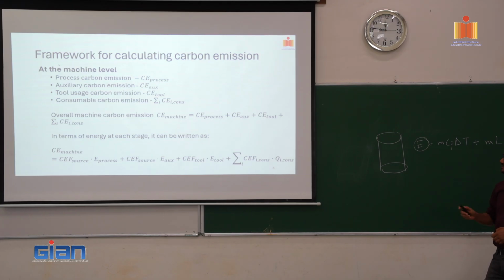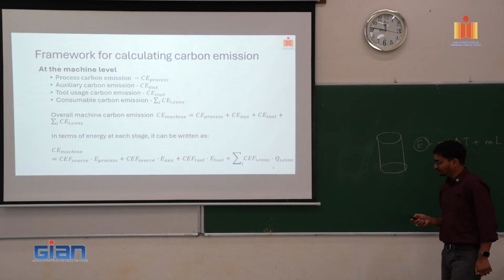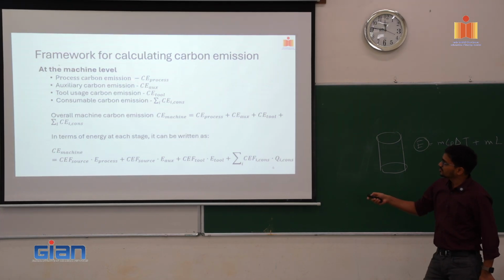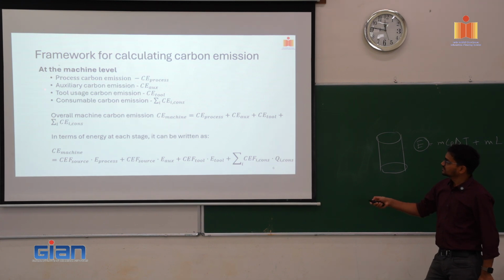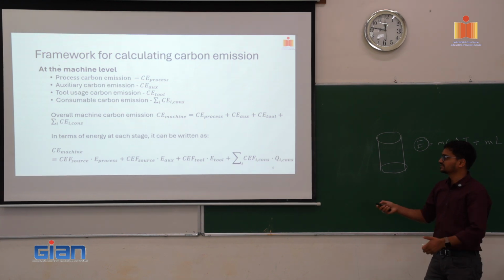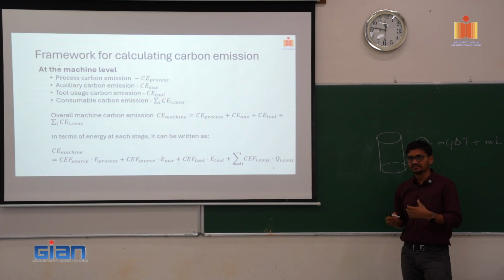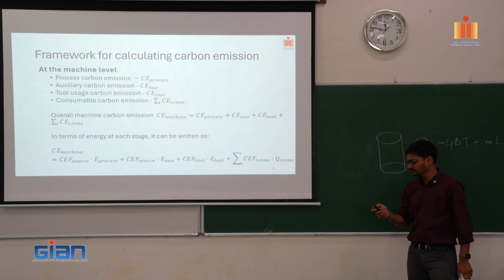Okay, so now at the machine level, the first component is always there: the process carbon emission. Okay, so that is the core of the manufacturing technique. Now you will have auxiliary carbon emission, that is coming from the auxiliary machines which are running, the ventilation, the chillers, the motor movement, all of those things.